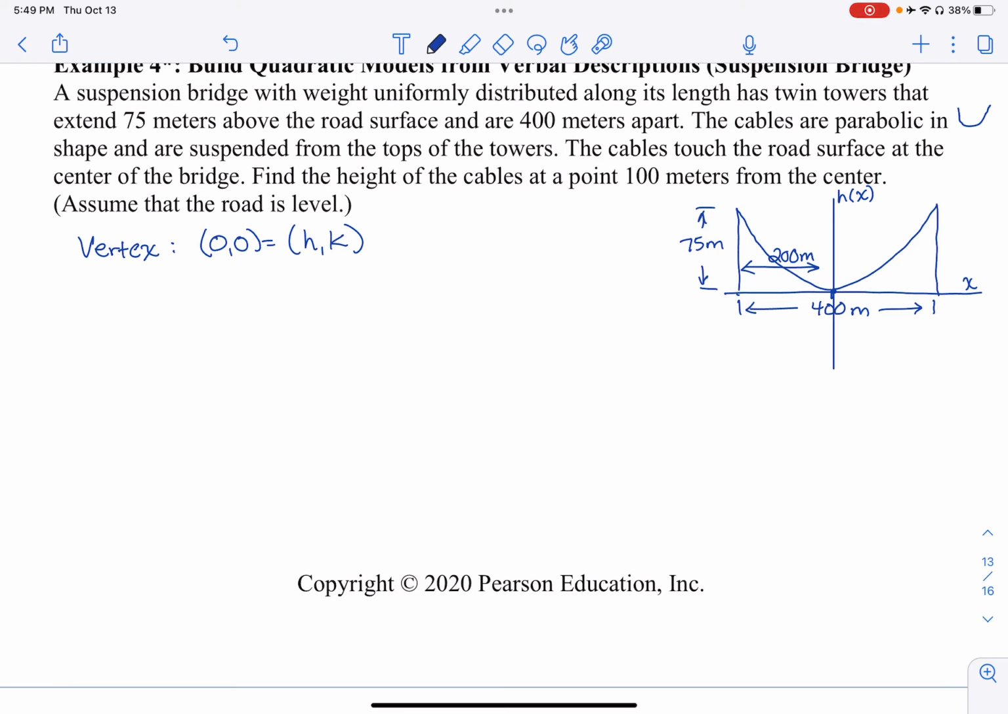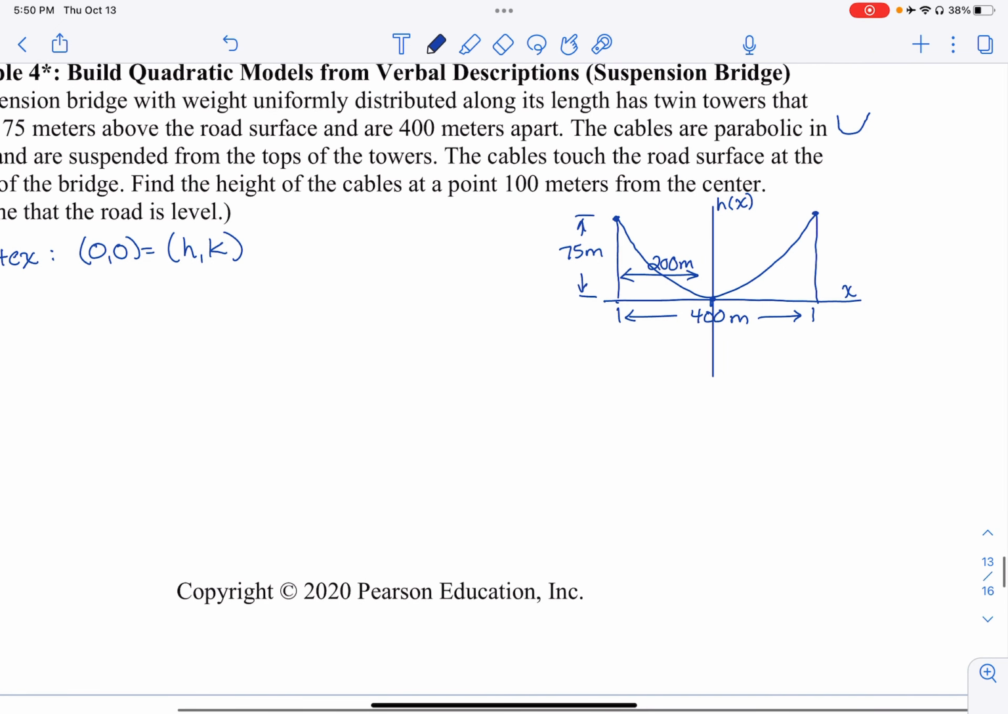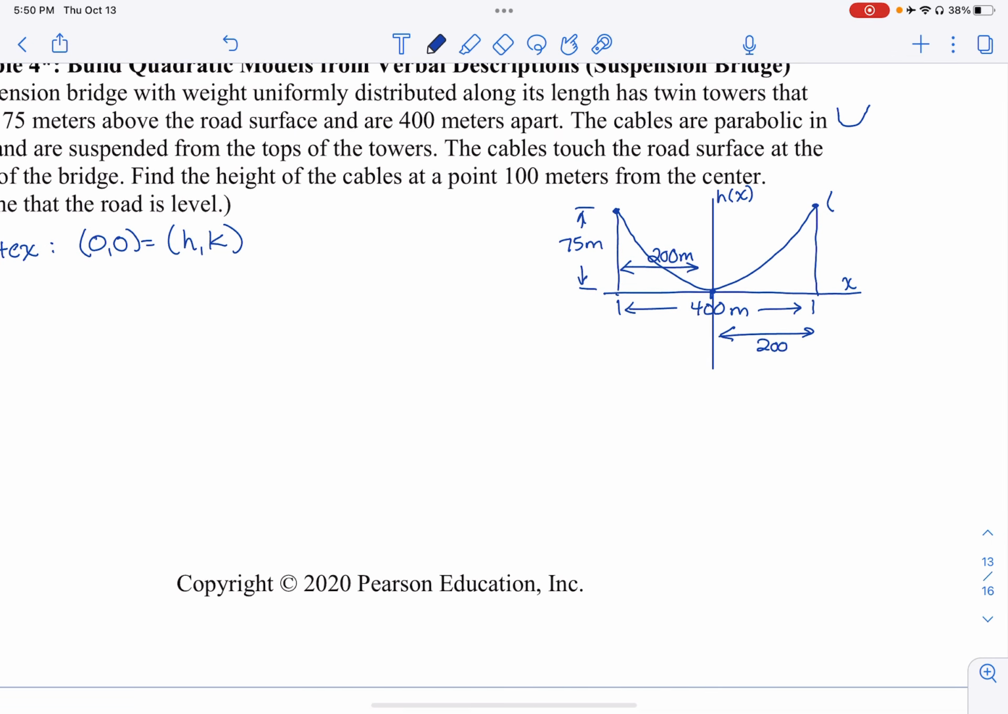Alrighty. And we have a point. We know already that we have 2 points, one here and one here. This point is 200 meters this way, or meters, sorry, not feet. So it's at x equals 200, and we know it's 75 meters tall. And we also have one over here at negative 200 and also 75 meters tall.